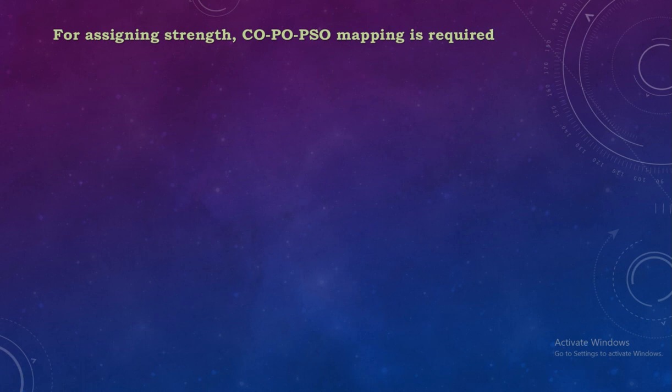In the previous example, we have seen a simple mapping by tick marks between the course and the PO and PSO statements. But now we are dealing with a more complex problem. That is, now we shall have to match the course outcome with the PO and PSO statements. And not only shall we match, but we shall also assign strengths in mathematical values.